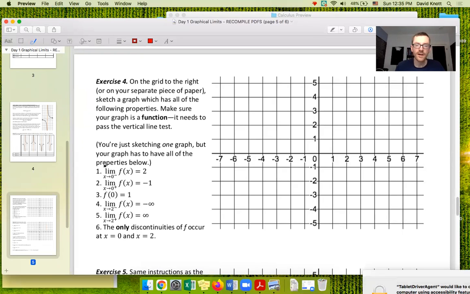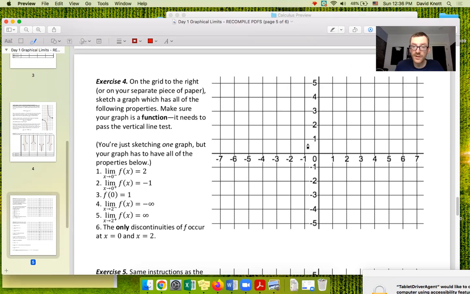So let's take a look at this first condition here. We have the limit as x approaches 0 from the left should be equal to 2. So what is that saying? That's saying that whatever the graph of this function looks like, as you get closer and closer to 0 from the left, the value of the function should be approaching 2.